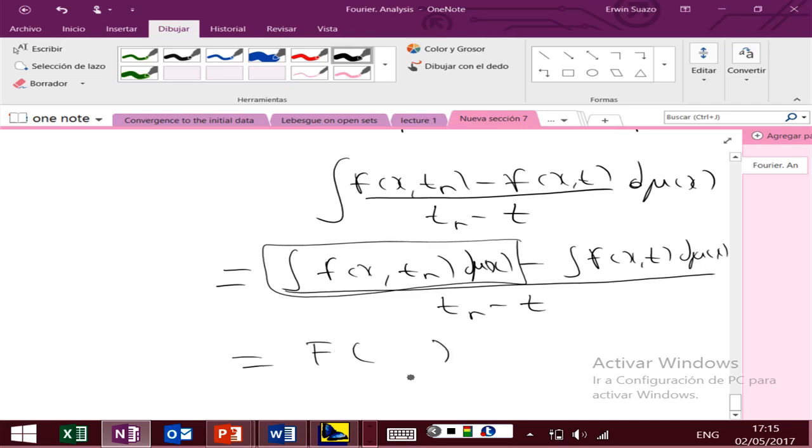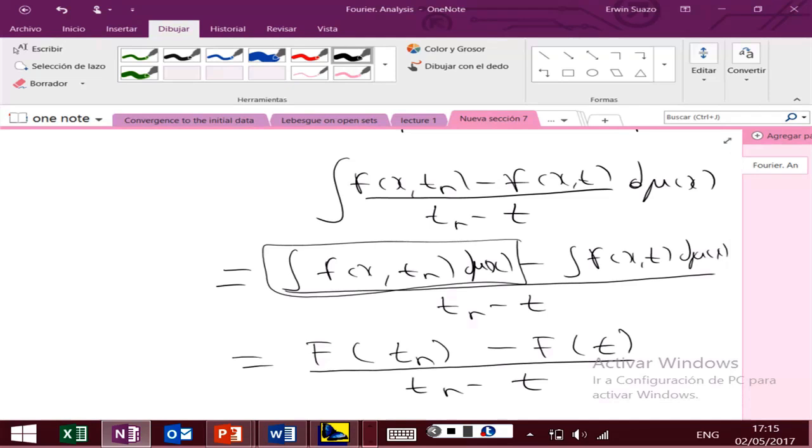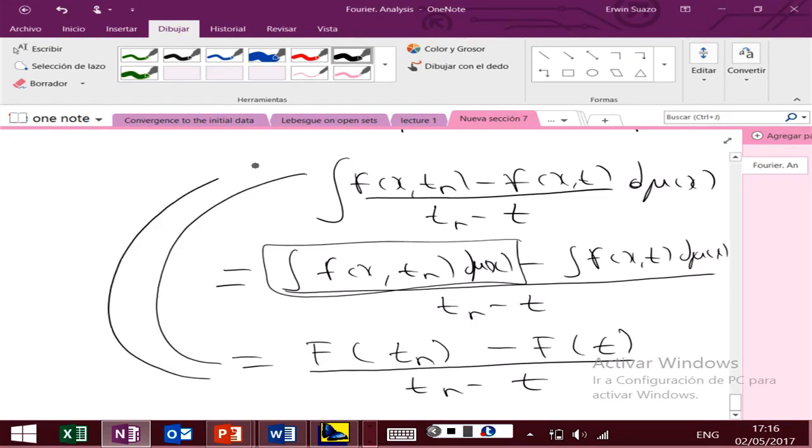This is capital F of t sub n. That was my definition. And then this is my definition of capital F of t. And then I have t sub n minus t. Okay? So I just want to say that f of t sub n minus f of t sub n minus t is exactly this guy. So now we are going to be able to see it.